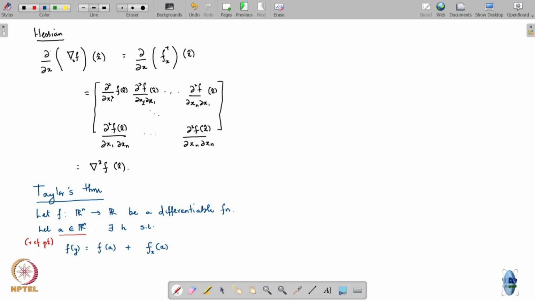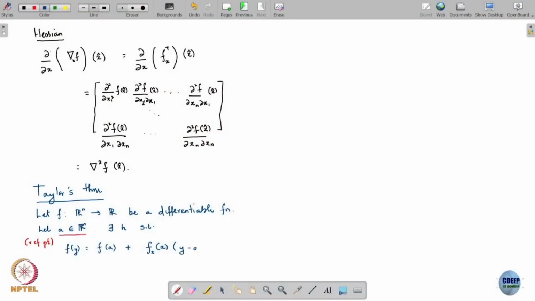So f of y is equal to f of a plus, what is this vector now? This is a row vector which is the derivative of f with respect to x evaluated at a, transpose, times y minus a, plus another function h of y times y minus a, where, and this is the important part, h of y tends to 0 as y tends to a.